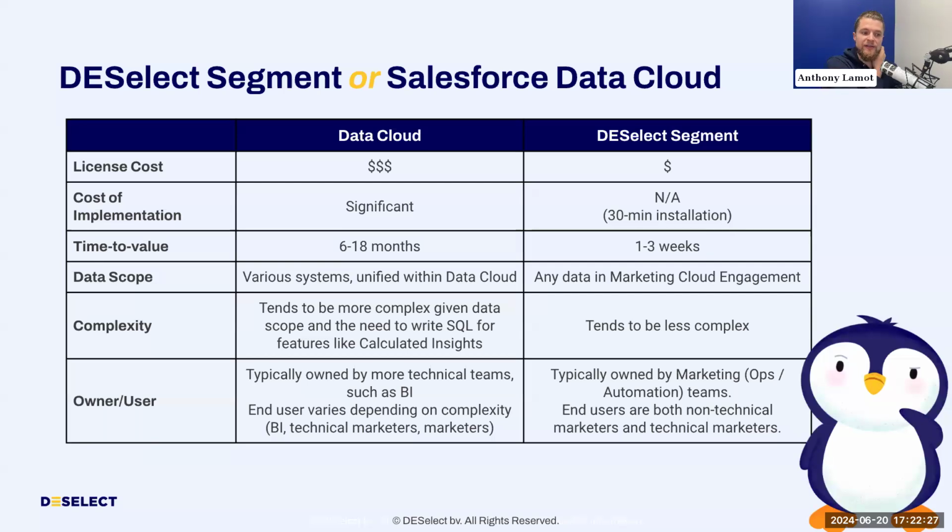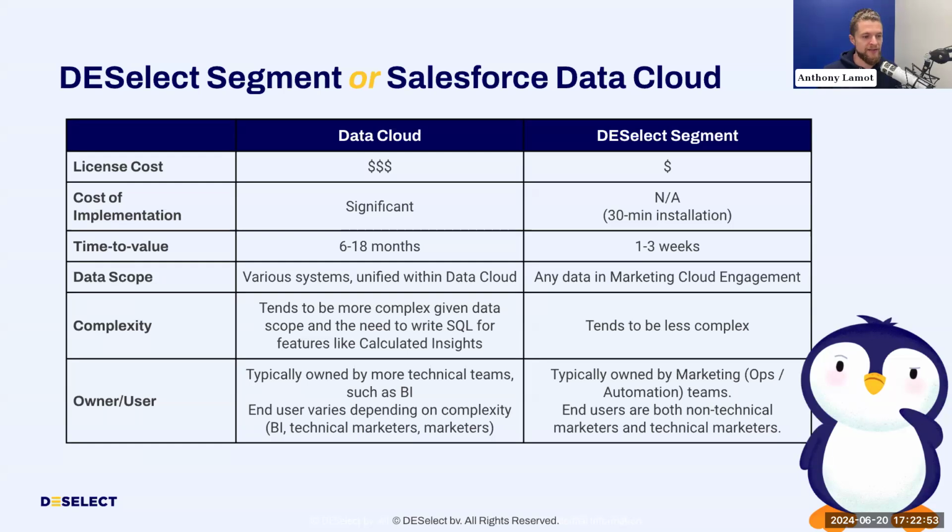Another big key differentiator is the data scope. DESelect segment has immediate access to all of your Marketing Cloud engagement data. And for many marketers, that would be more than enough. But if you want to segment on data that is not in Marketing Cloud engagement, then you should probably lean towards Data Cloud, because you're going to unify all your data from various systems there. And ideally, all your enterprise data will feed into that.